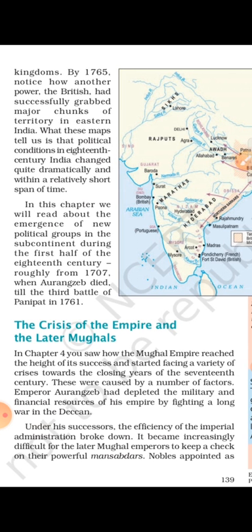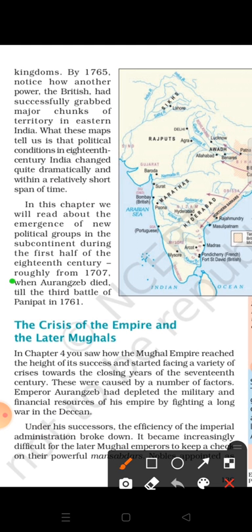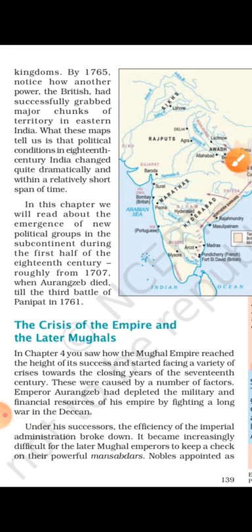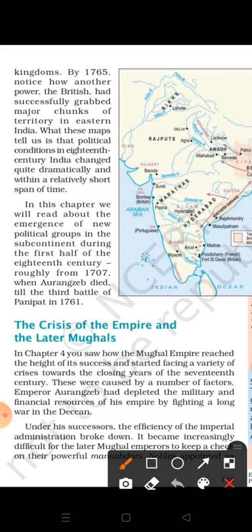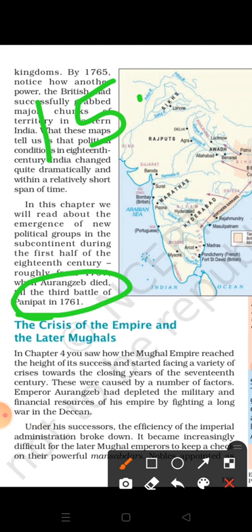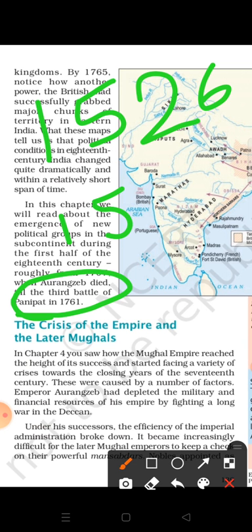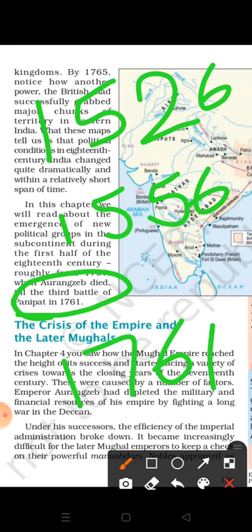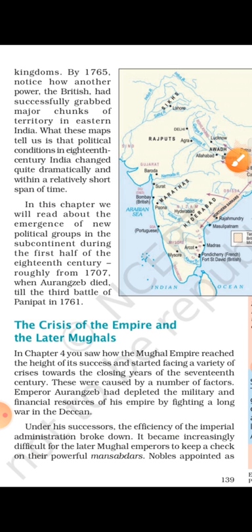So, in this chapter, we will read about the emergence of new political groups in the subcontinent during the first half of the 18th century, roughly from 1707 when Aurangzeb died. That is the most important date. And until the third Battle of Panipat in 1761. The first was in 1526, the second in 1556, and the last one in 1761 between the Marathas and Ahmad Shah Abdali. That is called the Battle of Panipat.